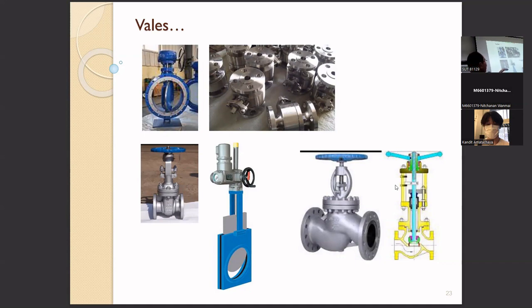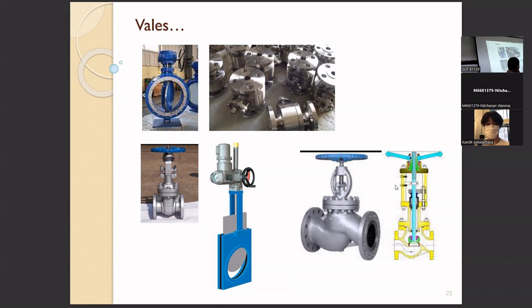What is the top one? What kind of valve is this? Butterfly valve. Good, yes, correct. We call this a butterfly valve. When you open this valve, it opens and closes, and the water can flow. This is the butterfly valve.